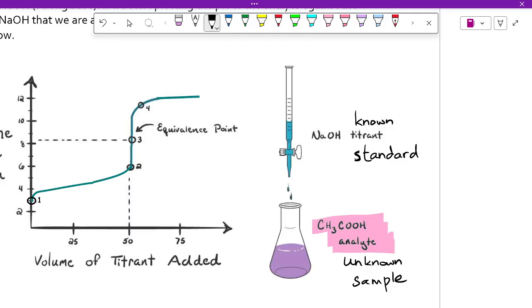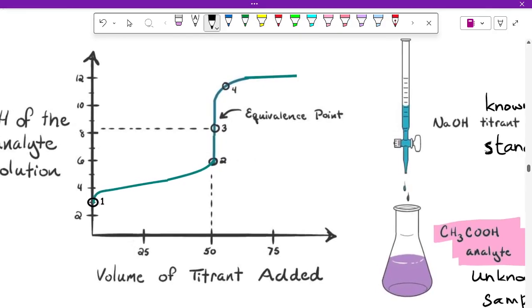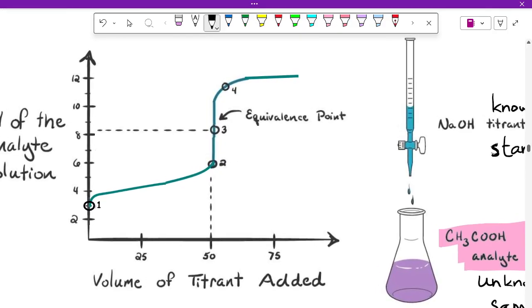What does this curve look like in comparison? Like if you just look at this, try to tell me some differences about this curve compared with the strong acid, strong base curve. The equivalence point is not at pH 7. And in this case, it is higher than pH 7.